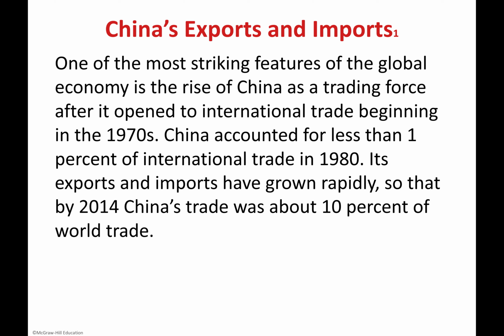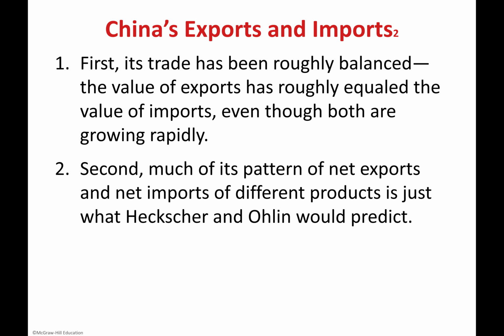So one of the most striking features of the global economy is the rise of China as a trading force after it opened to international trade beginning in the 1970s. In 1980, China accounted for less than 1% of international trade. Now, it's probably accounting for more like 12 to 15%. Its trade has been roughly balanced, so the value of exports is roughly equal to the value of imports, even though both have been growing rapidly.